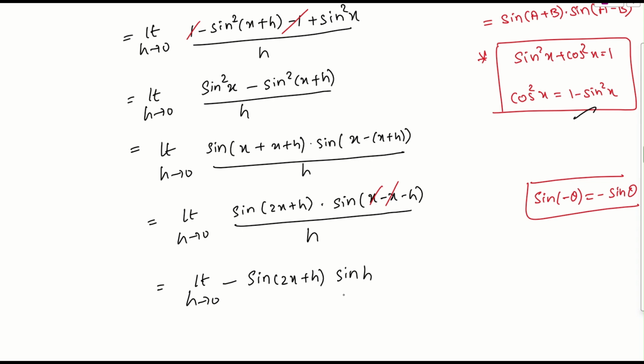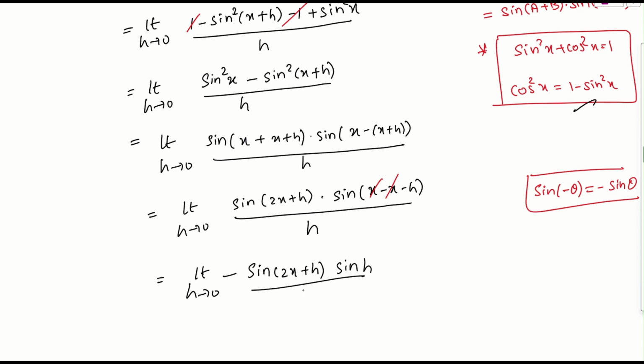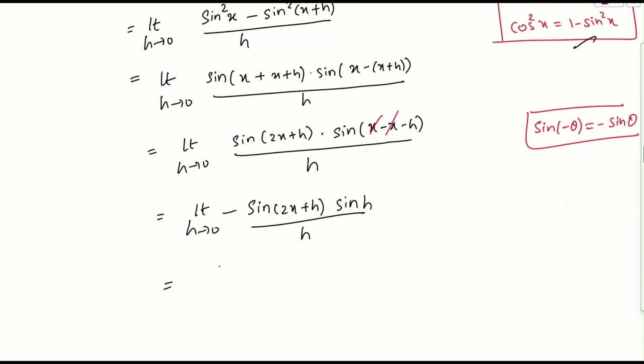From this, I can say this is by h. This is in multiplication, so simply take minus outside. So this will be limit h tends to 0, try to split it out. I can simply write it as sine of 2x plus h into, again, limit h tends to 0 of sine of h by h. Are you getting my point? Outside is into.